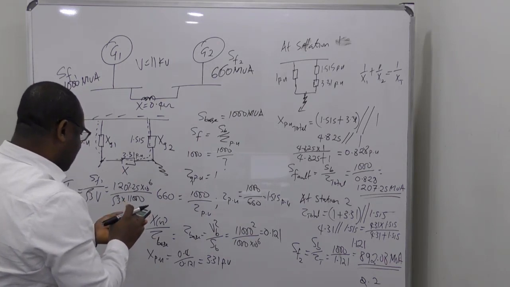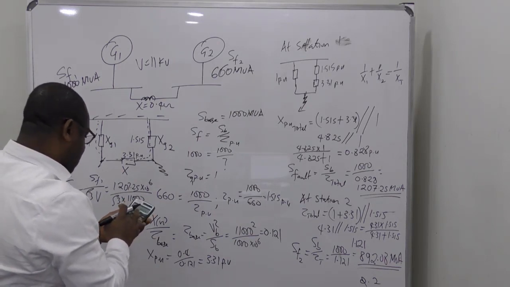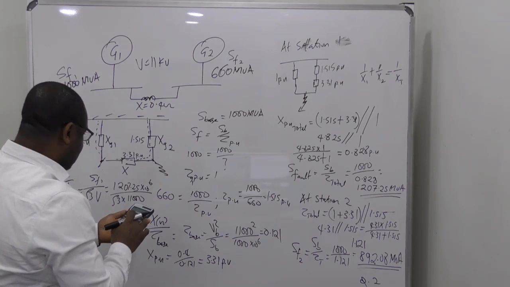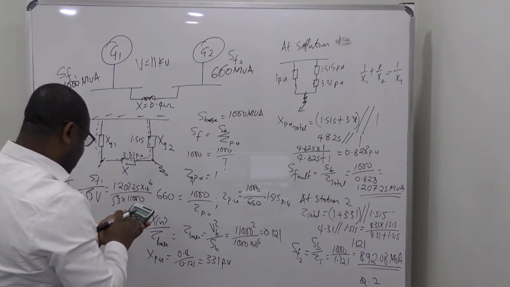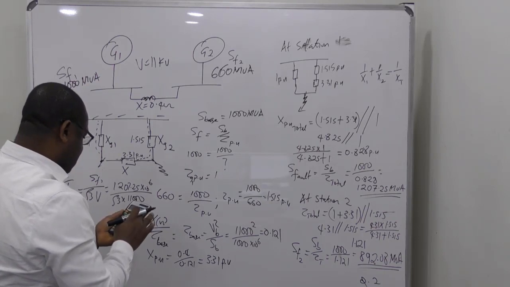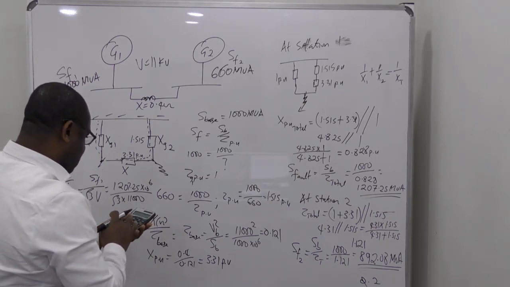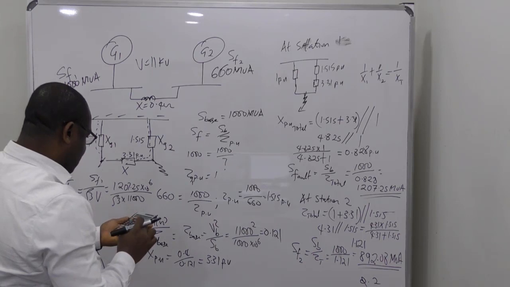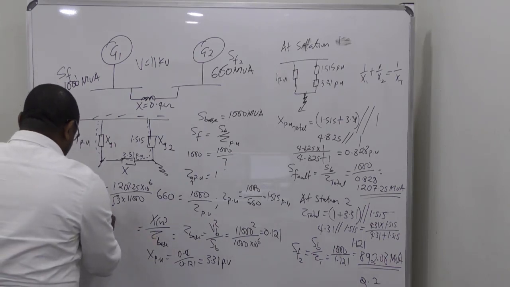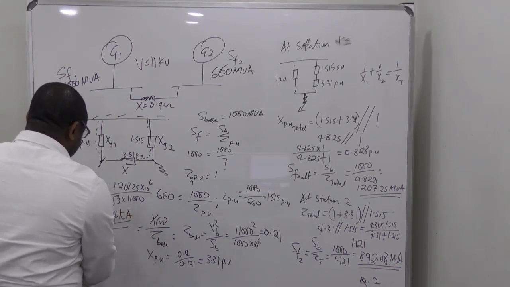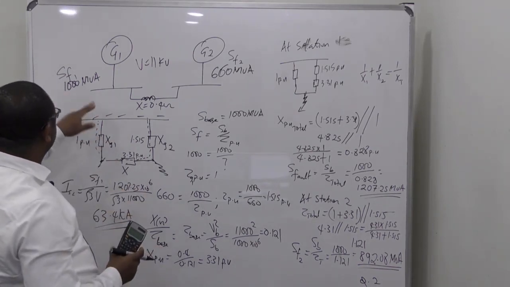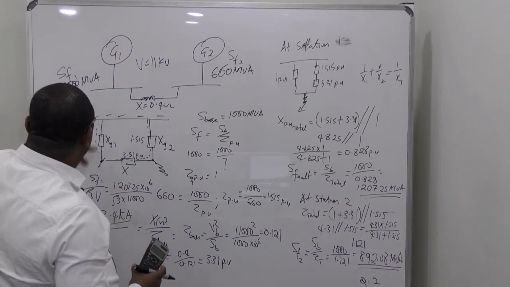1207.25, exponent 6, divide root 3, divide 11,000. Get about 63.4 kiloamps. That's how much fault current that will be here. How much fault current that we're going to get here?